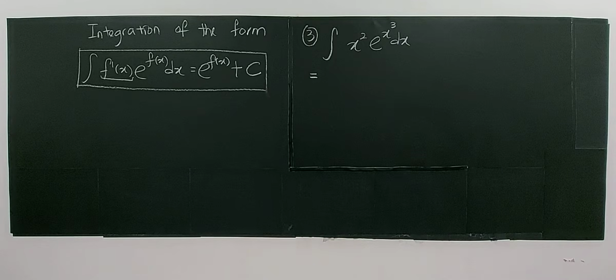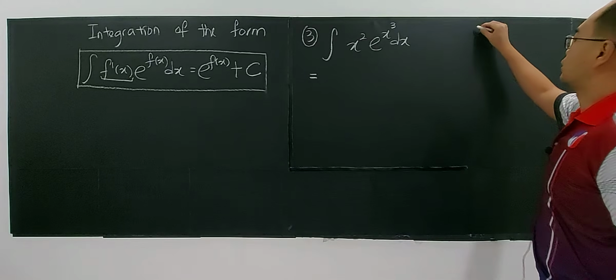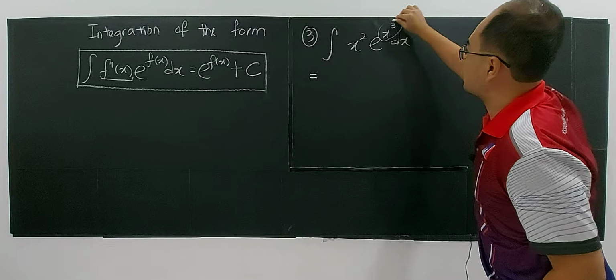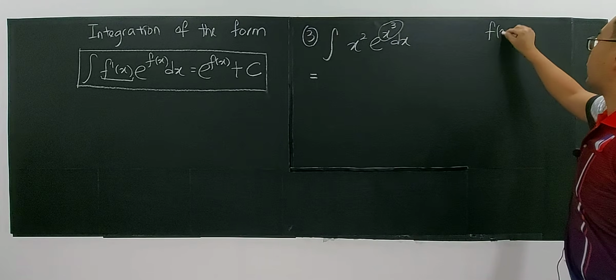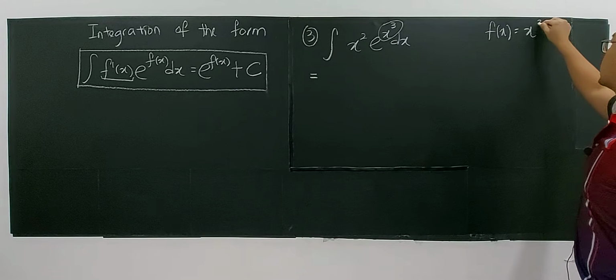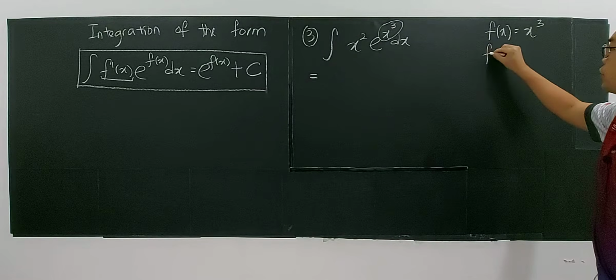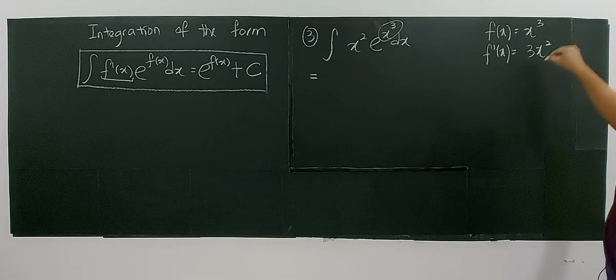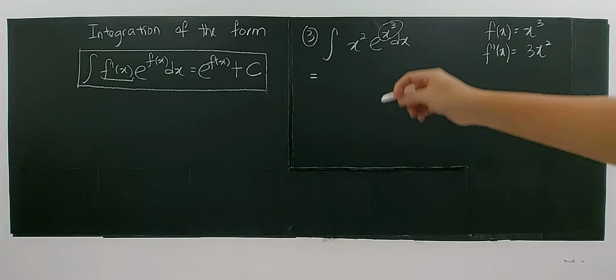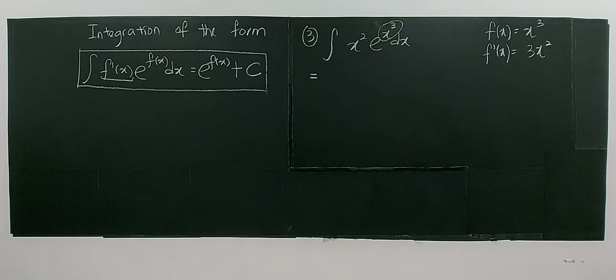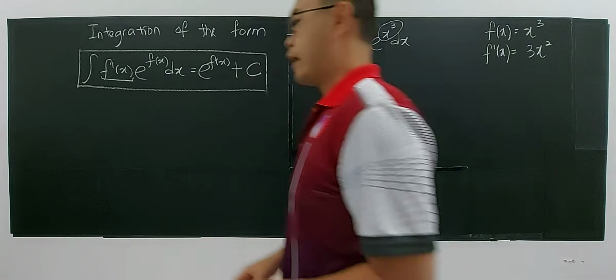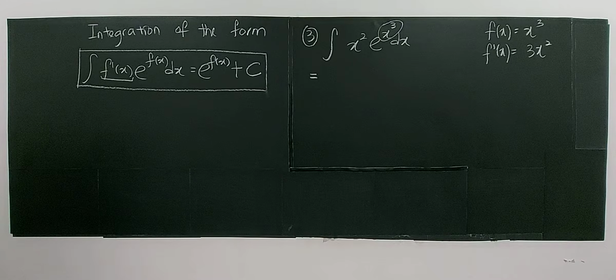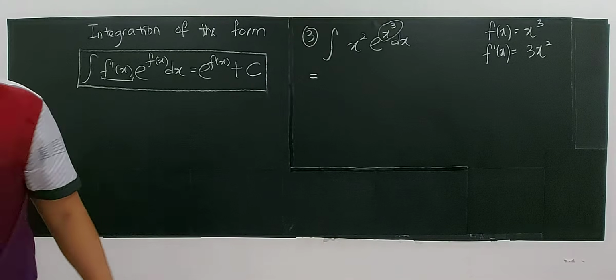Alright, let's look at this. It's slightly different. It's non-linear, so my f(x) will be x to the power of 3. I write it down and differentiate, and I have 3x to the power of 2. The problem here is I don't have a 3 here. So what I can do is add a 3 into the equation.